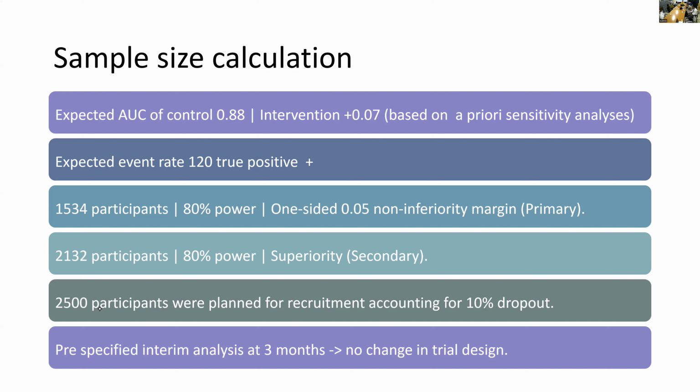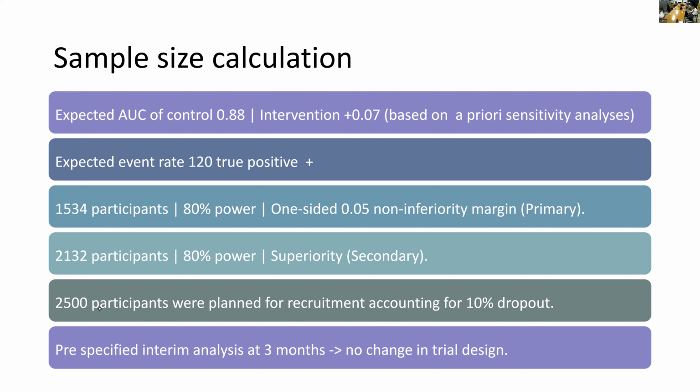Though since AUC is not a very clinical outcome, I'm okay with them using the mathematical tools, but otherwise I would want to know what is meaningful. In terms of AUC, I find it difficult to say what is a meaningful improvement. They expected that there would be 122 positives in the control arm, and based on this, they calculated that 1,534 participants would have 80% power to demonstrate non-inferiority at a one-sided alpha error of 0.05. This was the primary outcome.